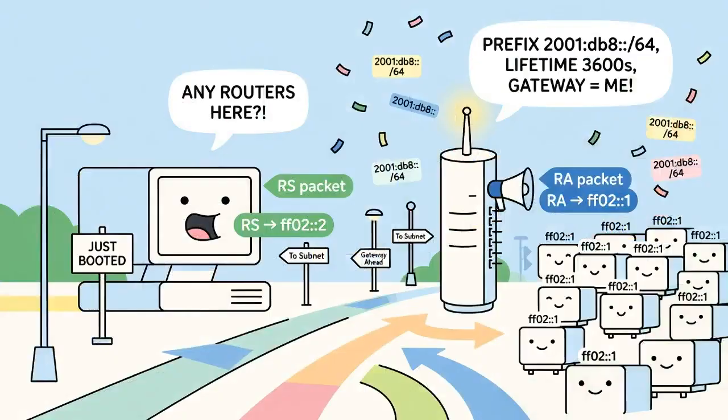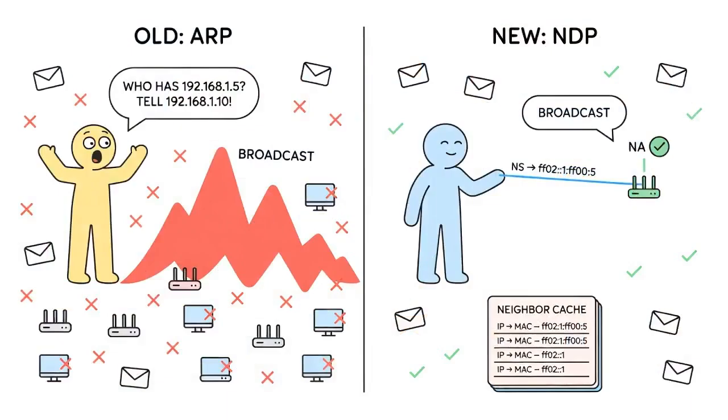by sending a router solicitation to the All Routers multicast group FF02::2. Every router on the segment replies with a router advertisement to FF02::1, delivering the prefix, lifetime, and default gateway. Address resolution: NDP replaces ARP's broadcast shout with a targeted neighbor solicitation to a solicited node multicast address. The host replies with a neighbor advertisement, and the result is stored in the neighbor cache. Smarter, quieter, and built for scale.